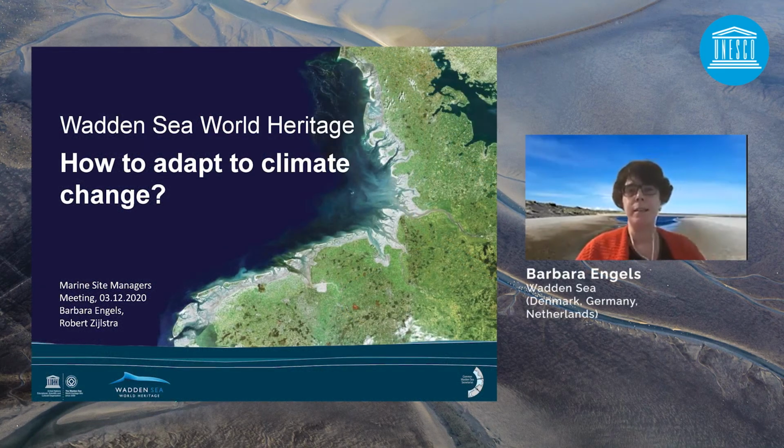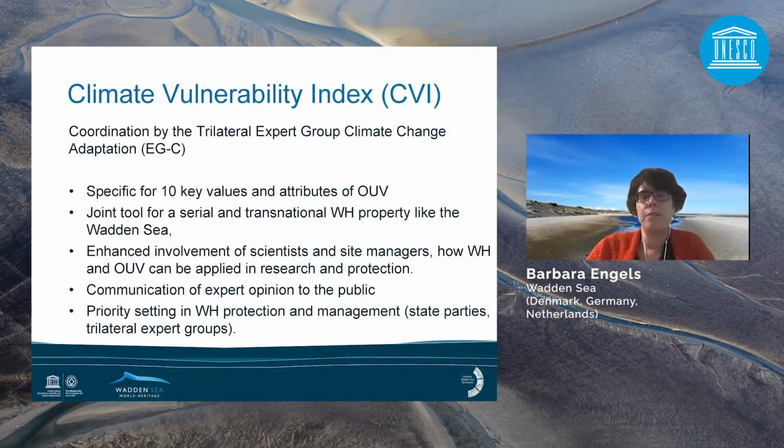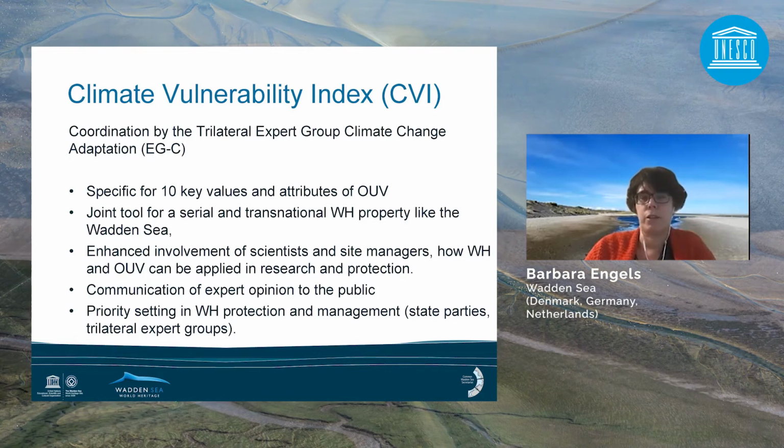This is the property, the Wadden Sea World Heritage. It's the largest unbroken system of intertidal sand and mudflats in the world, with natural processes undisturbed through most of the area. It's inscribed under criteria 8, 9, and 10. So the CVI for us is a joint tool for serial and transnational World Heritage property like the Wadden Sea. It is a tool for enhanced involvement of scientists and site managers, and helps us to show and to work on how World Heritage OUV can be really applied in research and protection and management.